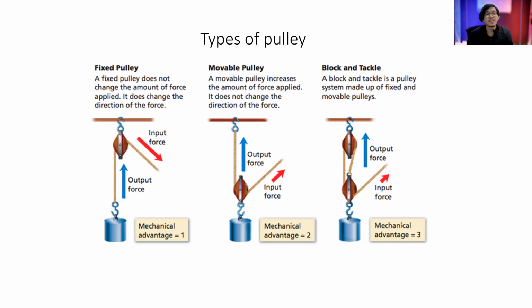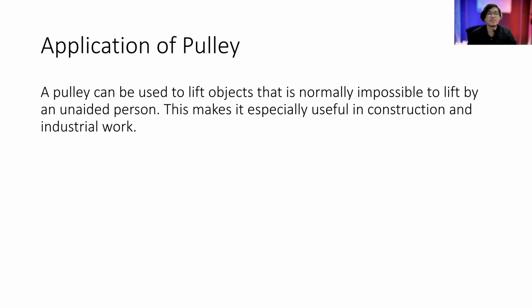These are the types of pulley: the one that is fixed, the one that is movable, and the one that is a block and tackle, with the mechanical advantage of each being 1, 2, and 3. And then the application of pulley in real life is that it is used to lift objects that are normally impossible to lift by an unaided person. This makes it especially useful in construction and industrial work.